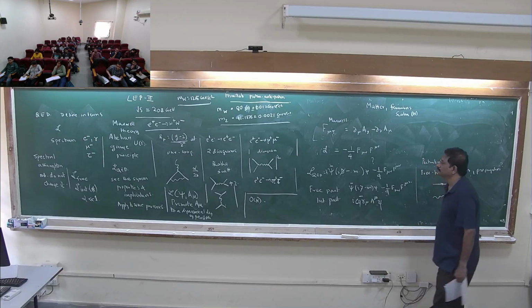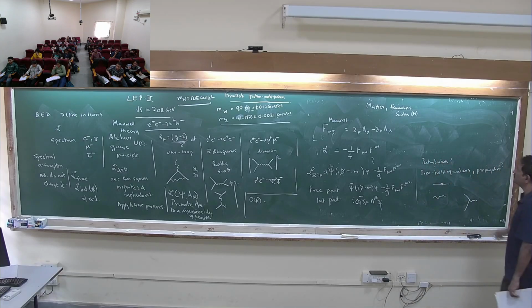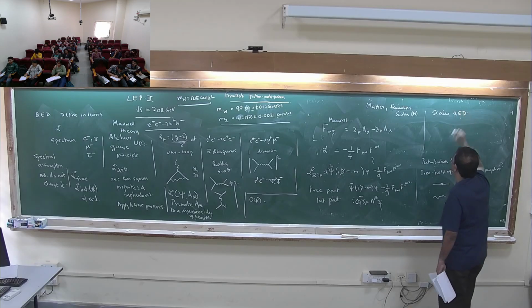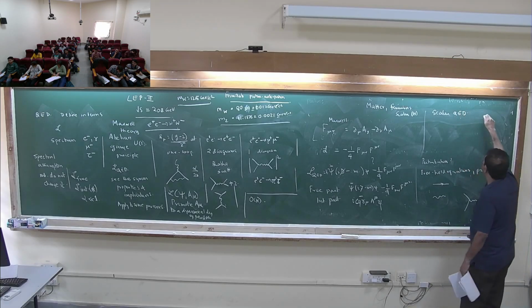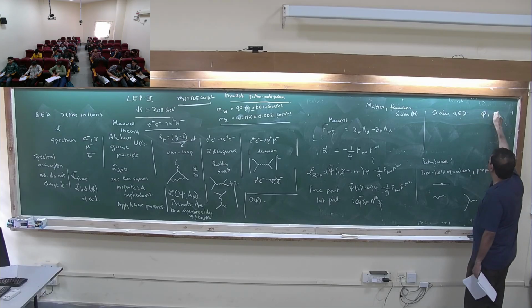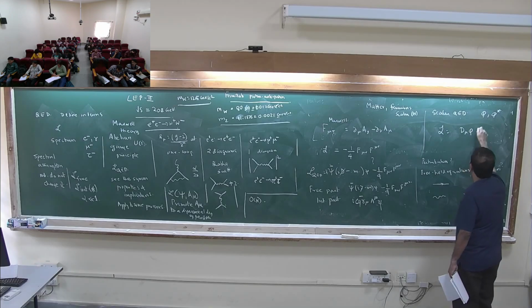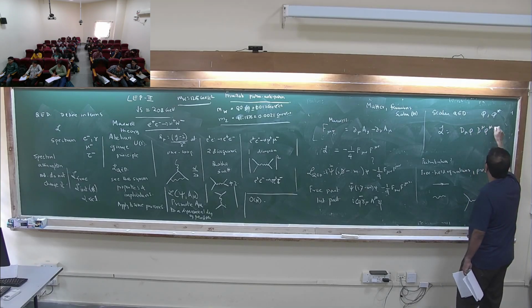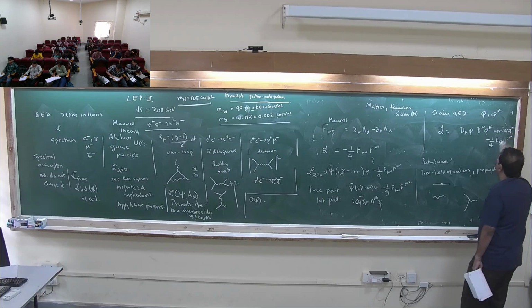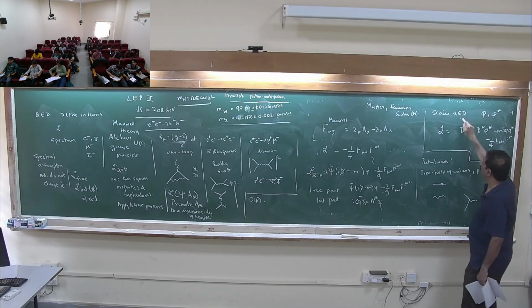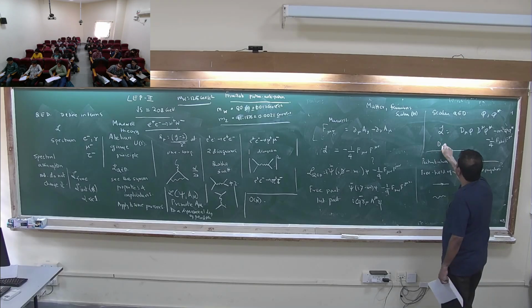This is, of course, QED, but you can also have scalar QED, where you have, let's say, a complex scalar field phi and phi star, in which case your L will be D mu phi star D mu phi minus m squared phi star phi minus 1 by 4 F mu nu F mu nu. And what is this D mu over here? It's the covariant derivative. We are still thinking of scalar QED.